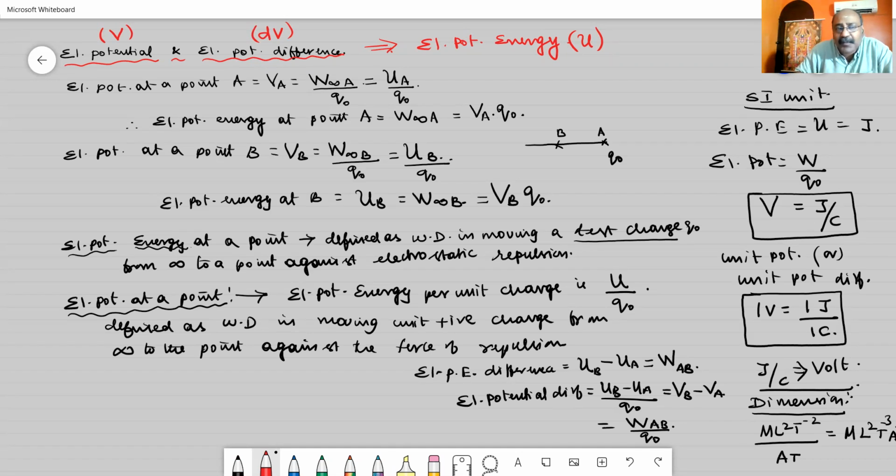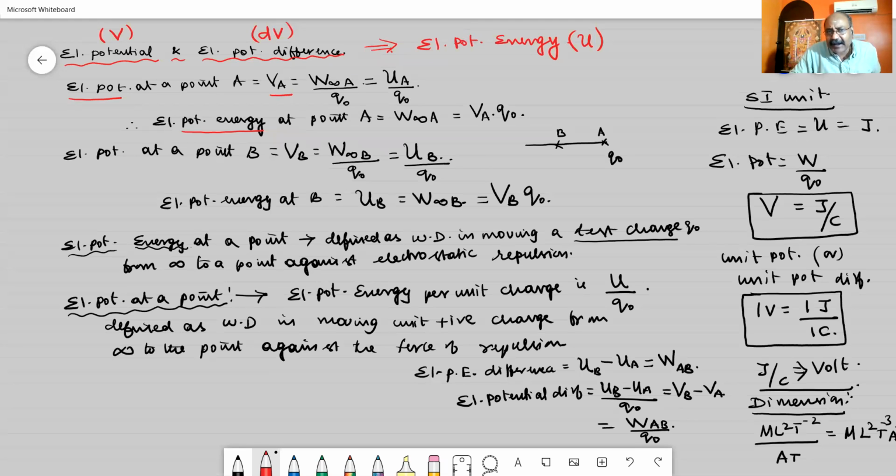We know that electrical potential at a point is represented as VA, which is the work done W in moving a unit positive charge from infinity to A. So it is given as W infinity A by Q naught, which is epsilon A by Q naught. From this, if you want to calculate electrical potential energy at a point, then we have to say work done in moving the test charge from infinity to A. If it is potential energy, I have to move a test charge. If it is electrical potential, I have to move a unit positive charge. So work done from infinity to A.